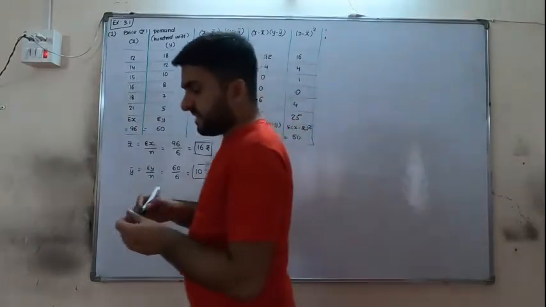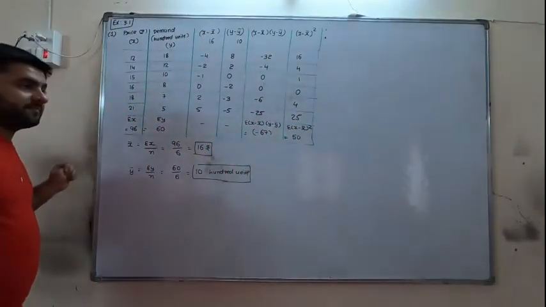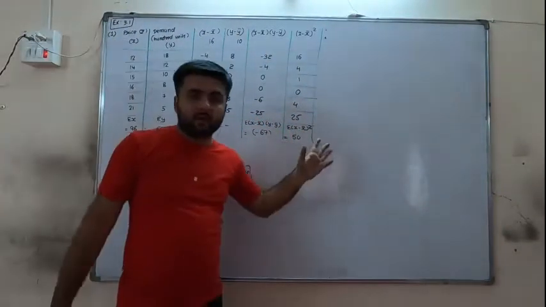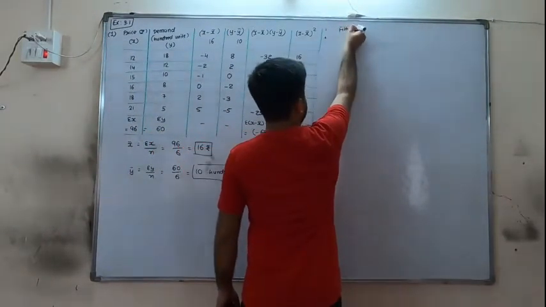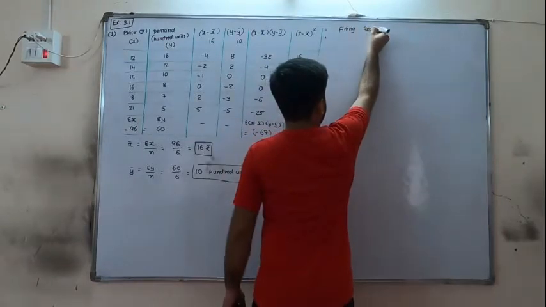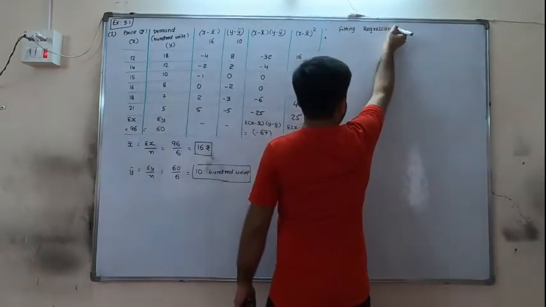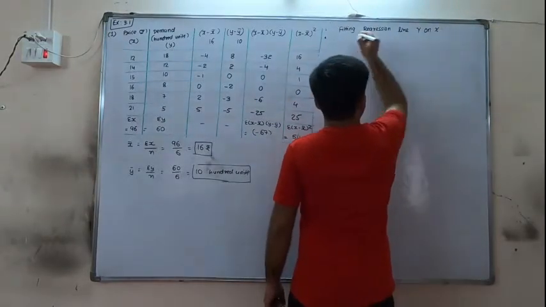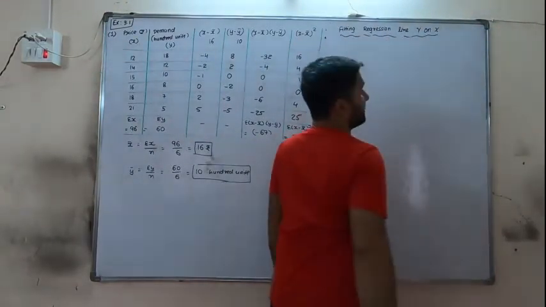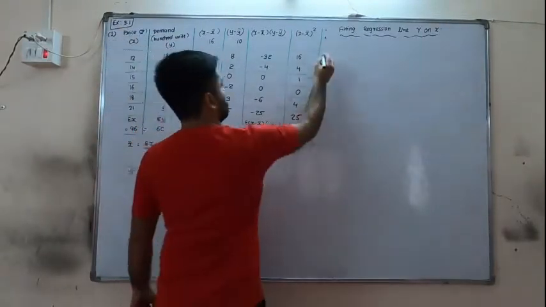Obtaining the columns is the same as the previous chapter. The thing which is different now, as I said, is how we will start the sum by giving this heading: 15, regression line y on x.